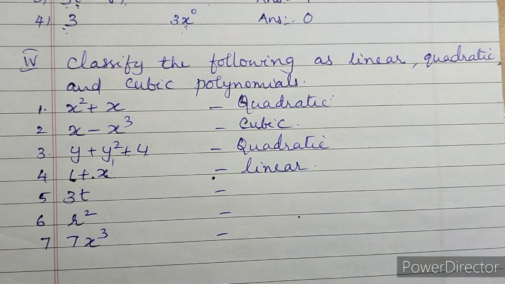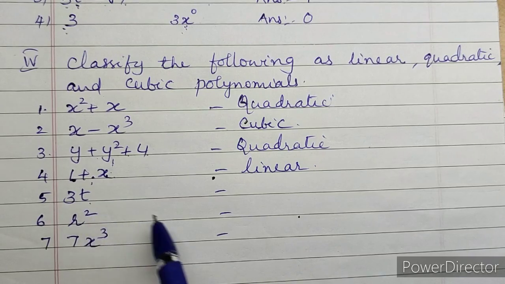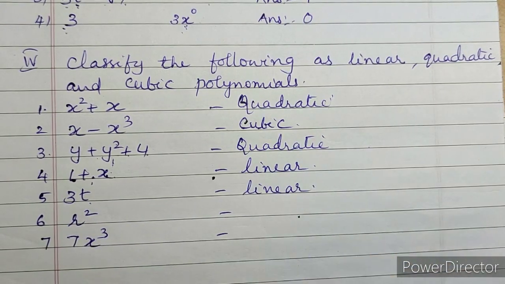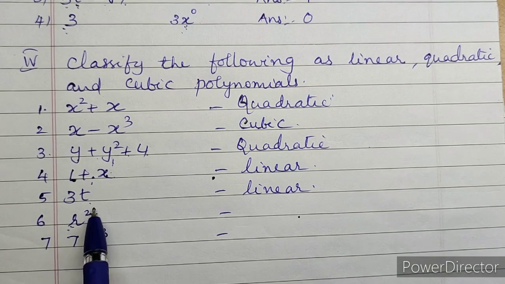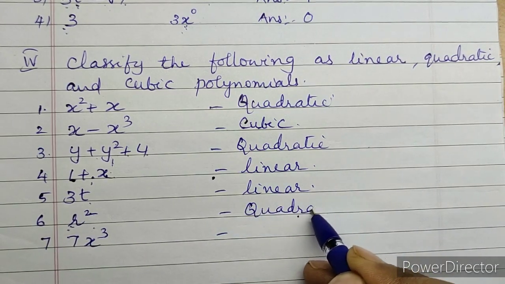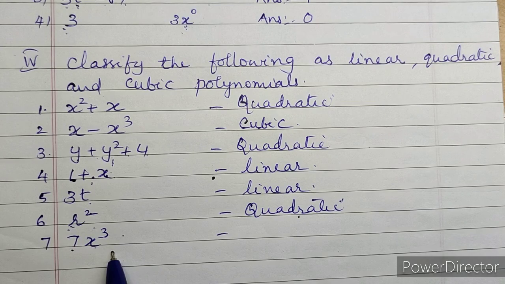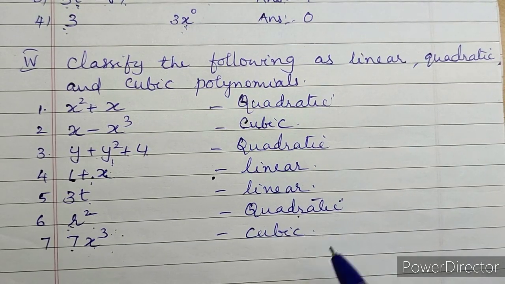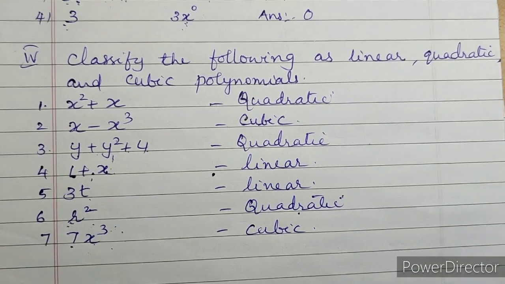Next, 3t. t is the variable, exponent is 1 only, so its degree is 1, it is linear again. Next one, r square. r is the variable, 2 is the exponent, that means degree of this polynomial is 2, so it is a quadratic polynomial. Last one, 7x cube. Even though it has only one term, the degree of this polynomial is 3, because the maximum exponent of the variable is 3. So it is a cubic polynomial. So this is the way you will separate linear, quadratic and cubic polynomials. Hope you understood this, children.